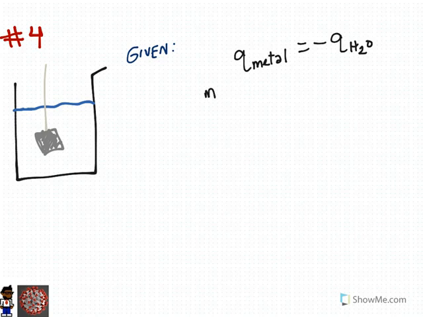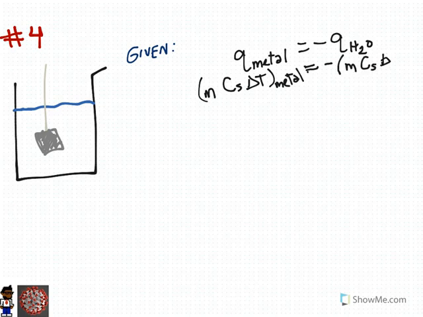So if we did MC delta T of your metal, that's equal to negative MC delta T of your water. Now, let's check. Do we know the mass of the metal? Yes. Specific heat capacity of the metal, given to us. Change in temperature? Yes, we know the final, we know the initial. Do we know the mass of the water? No, that's what we're trying to find.